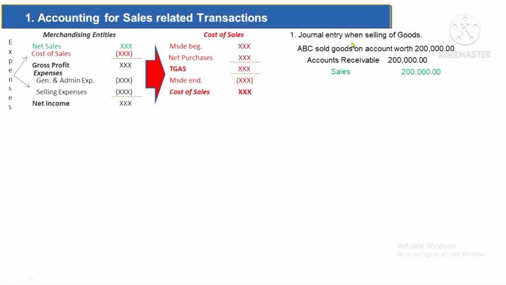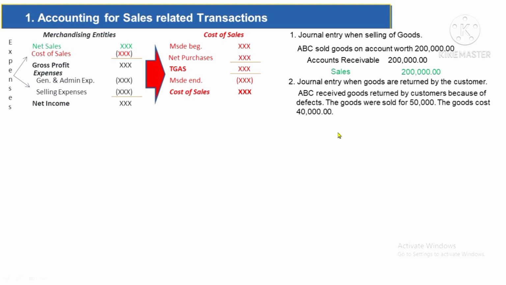Aside from the recording of sales, there are also times that the customers return goods, especially if they are damaged or the goods received are actually far from the specifications the customers mentioned on their purchase order. So we have an example right here: ABC received goods returned by customers because of defects. The goods were sold for 50,000 previously, but the cost is only 40,000.